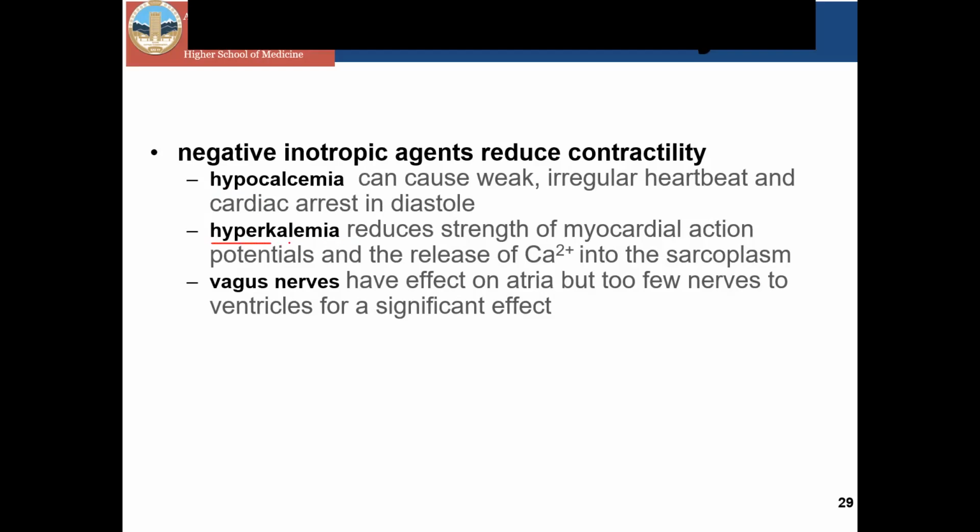Hyperkalemia is also understandable if you remember how exactly potassium works. It's also connected with the vagus nerve, for example, which through acetylcholine opens potassium channels, increases potassium level in the cell, and reduces the myocardial action potential. And less calcium is released into the sarcoplasm. That's why contractility will be reduced. And also the vagus nerve effect on the atria extends to the ventricles for a significant effect. Okay.